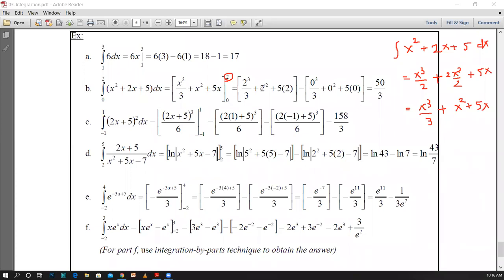Therefore, once you substitute the lower limit, you will get this quantity. This quantity will definitely equal 0 in this example, and the quantity that you are obtaining at this point is 50 divided by 3. Therefore, this is how we are performing the calculation.